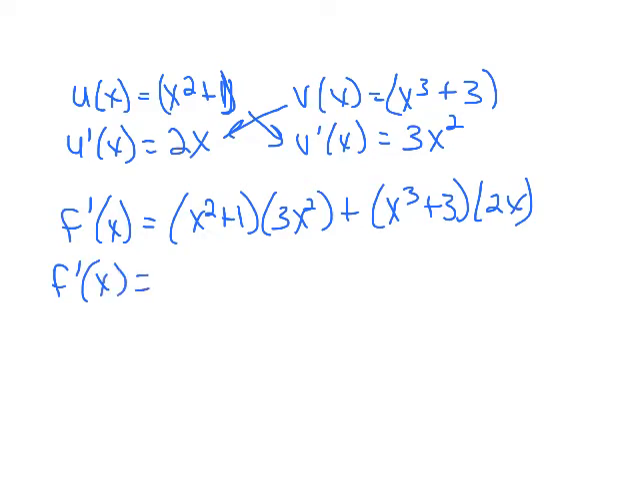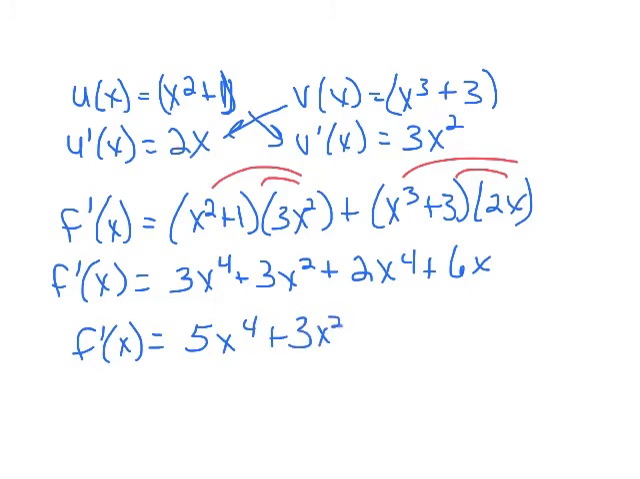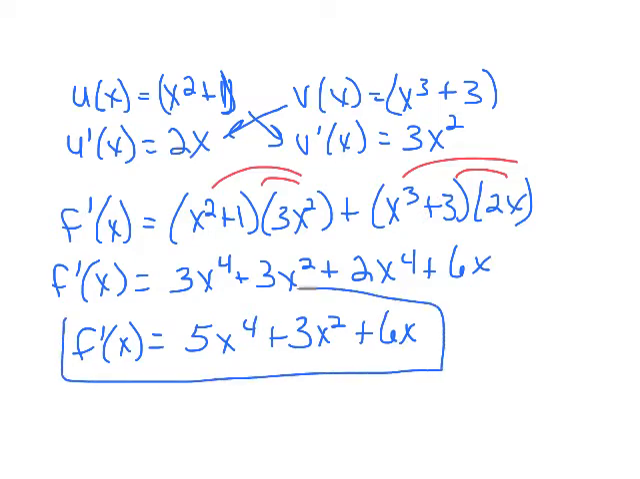So to do the algebra, I'm going to distribute the monomial into the expression. So we have 3x to the fourth plus 3x squared, and then I'm going to do the same thing here, and I have 2x to the fourth plus 6x. Combining like terms, I have a polynomial expression for the first derivative, and it looks like I have 5x to the fourth plus 3x squared plus 6x. And that's your final answer for the first derivative of f of x.